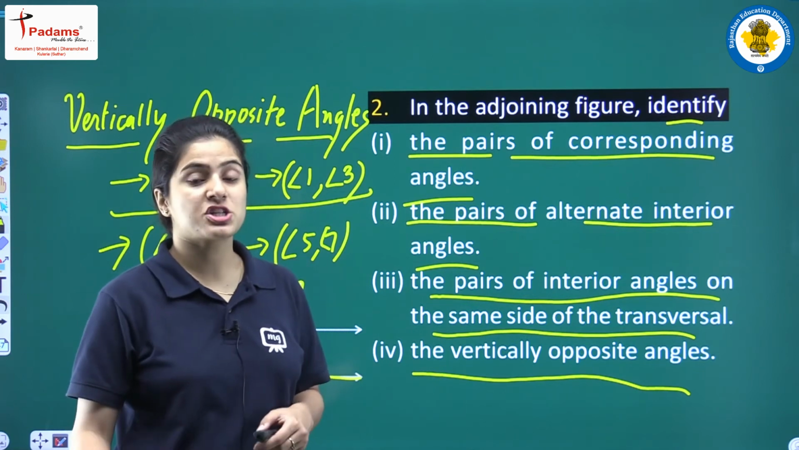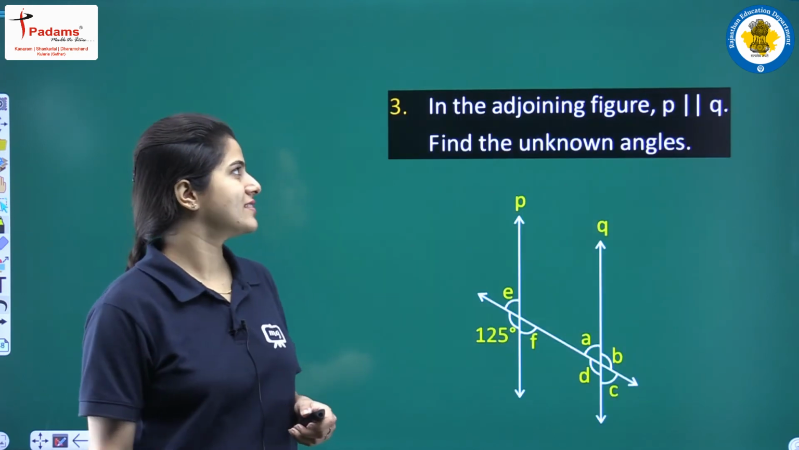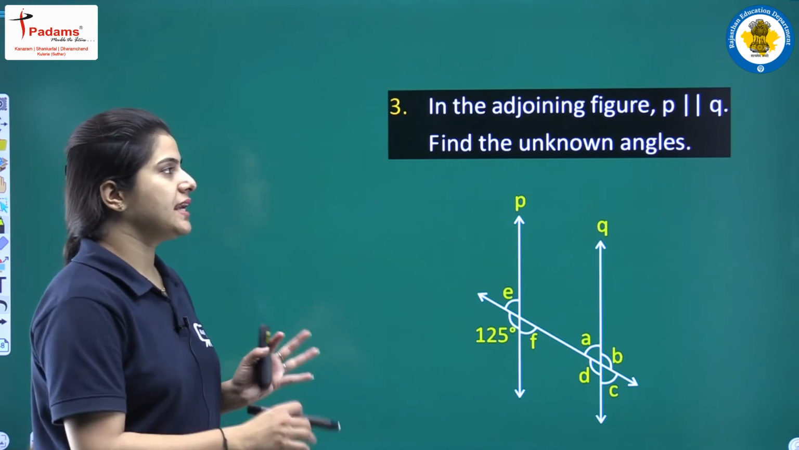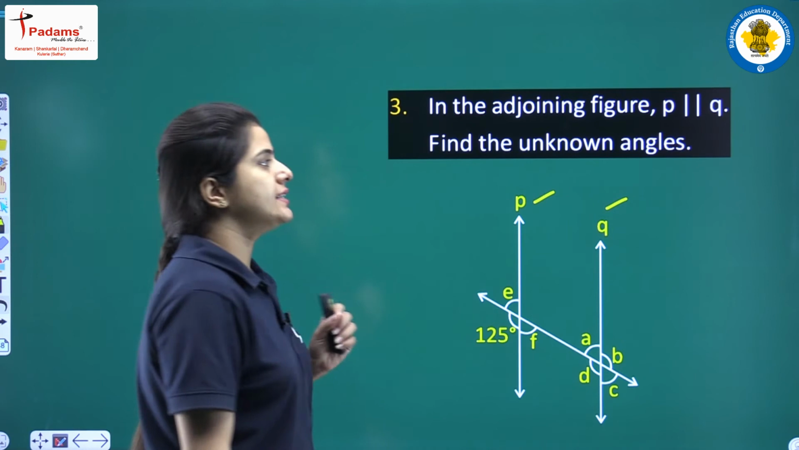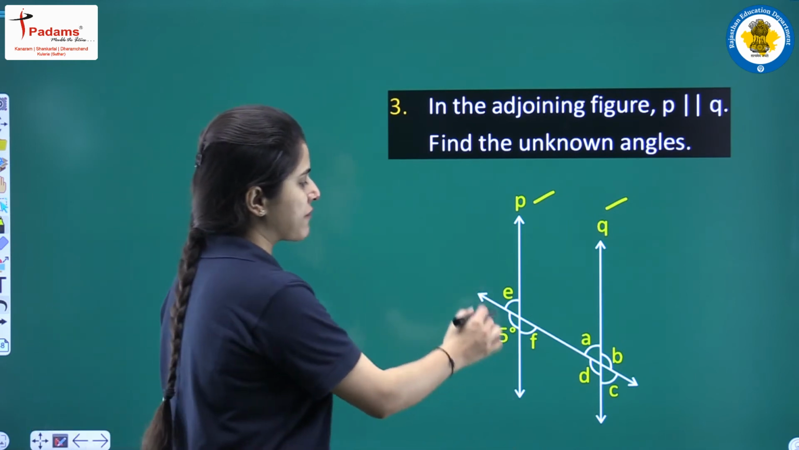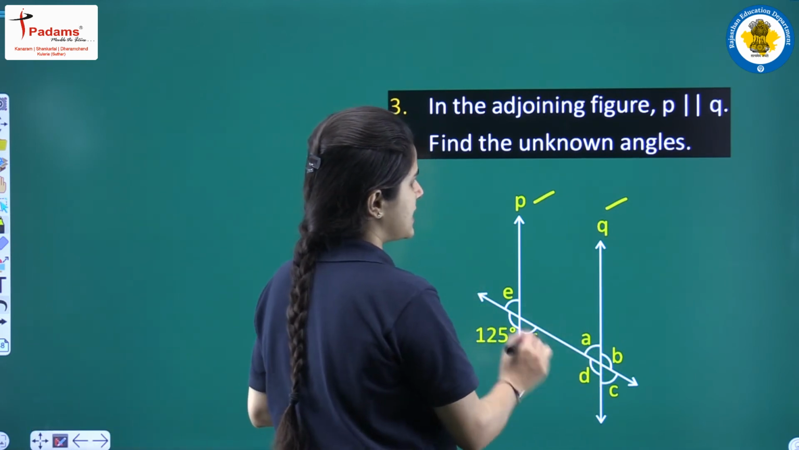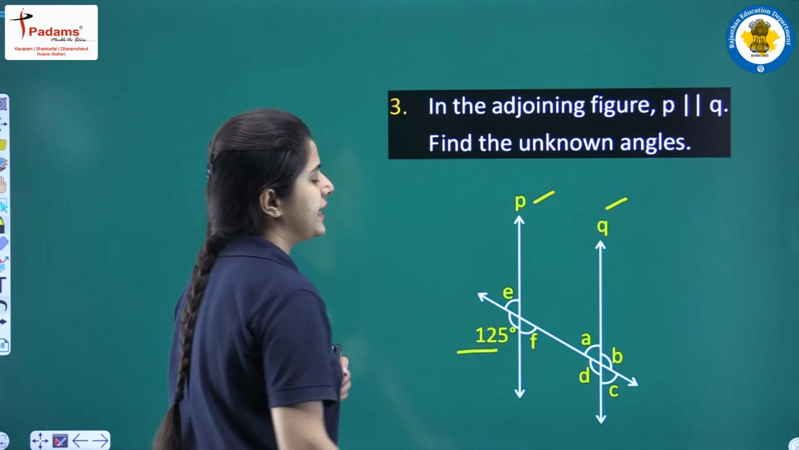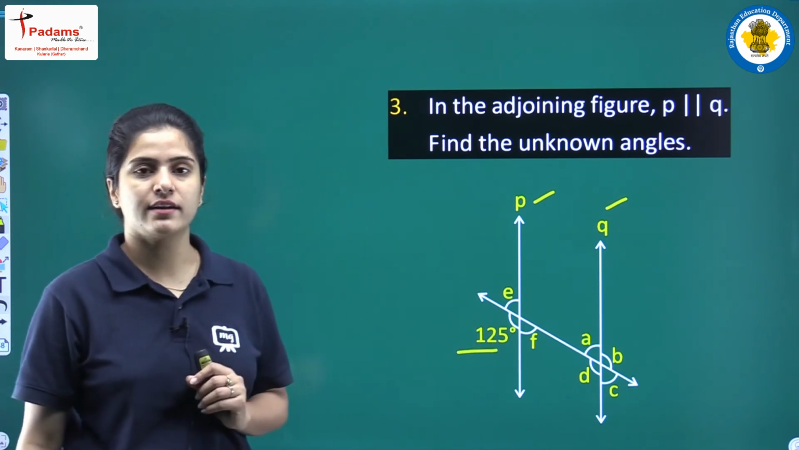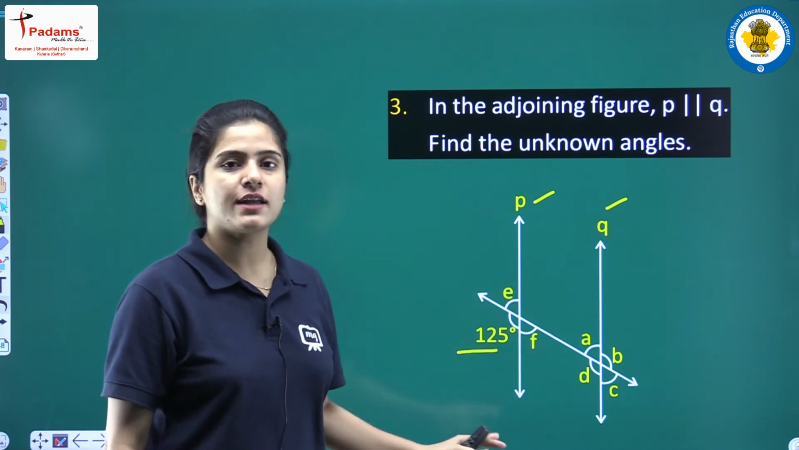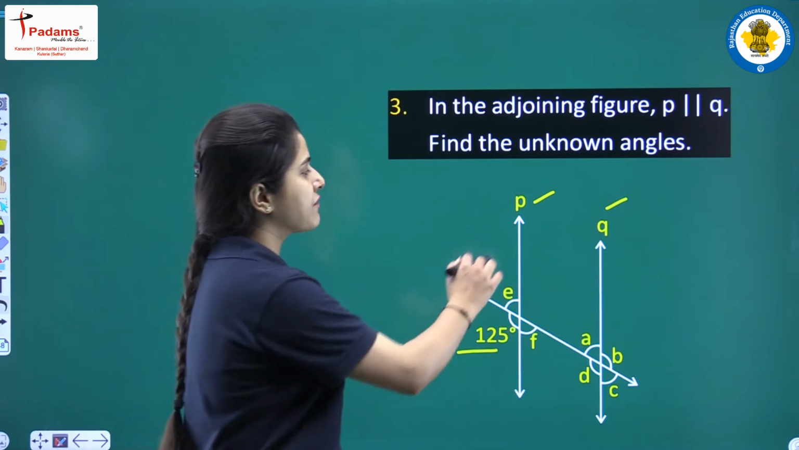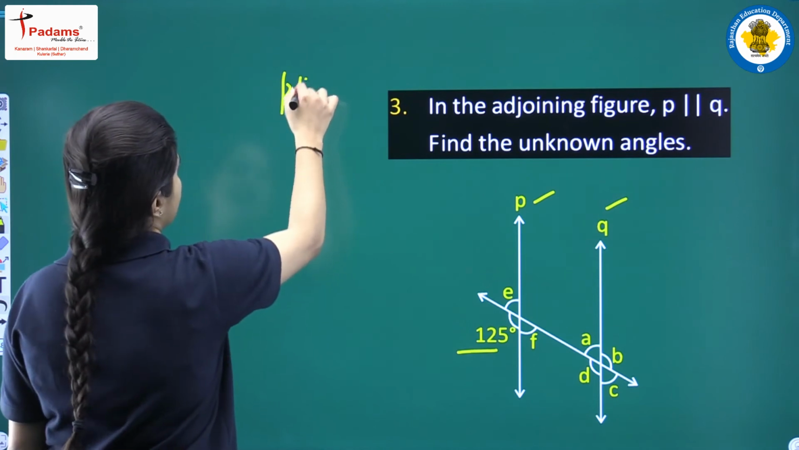Looking at the third question, what is it? In the adjoining figure, P and Q are parallel, meaning these two lines are parallel. Find the unknown angles. Students, you have to find out A, B, C, D, E and F, whereas we are only given this angle of 125 degrees. Now you need to find all the unknown angles. We are only given that P is parallel to Q.